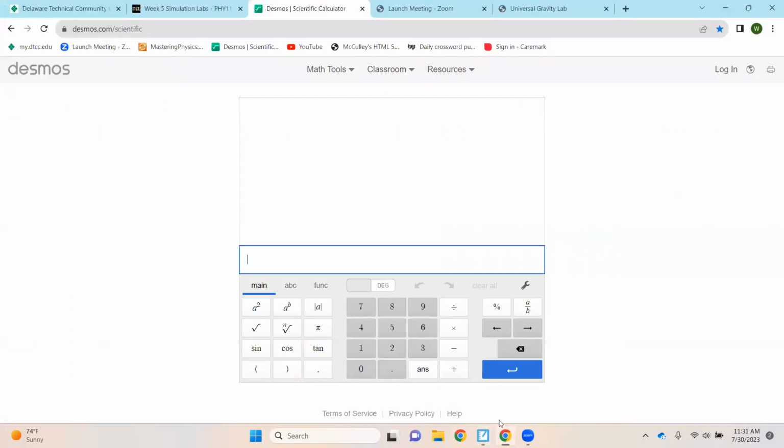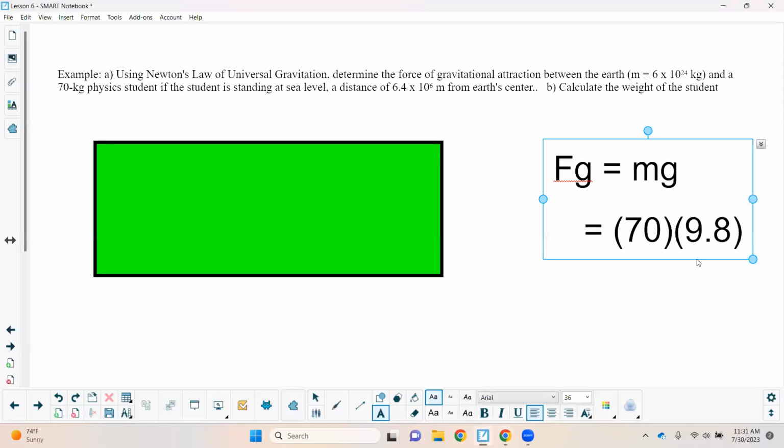I'm going to jump to Desmos here and just type in 70 times 9.8. So I get that number, and that's 686. So coming back here, this answer is the student weighs 686 newtons. We would expect that's going to be our answer using the other equation. So that's sort of what our answer should be, because it should give us the same thing.